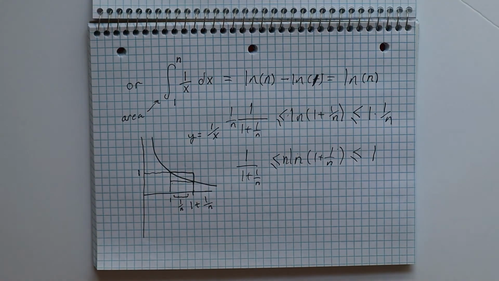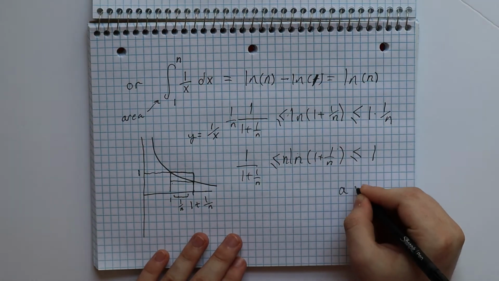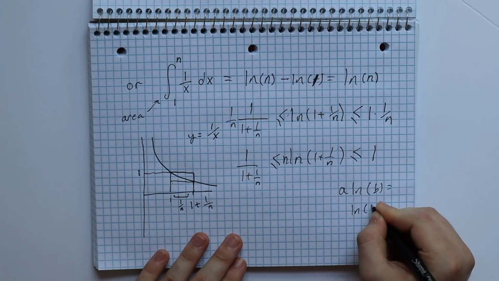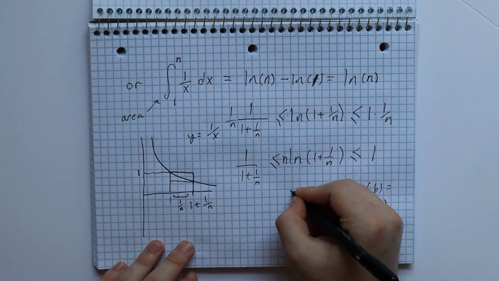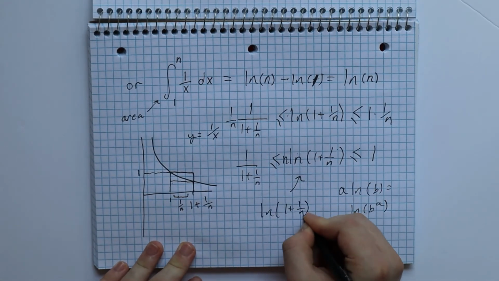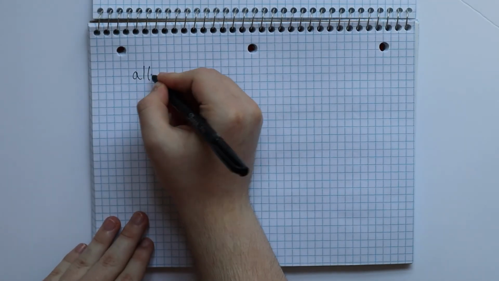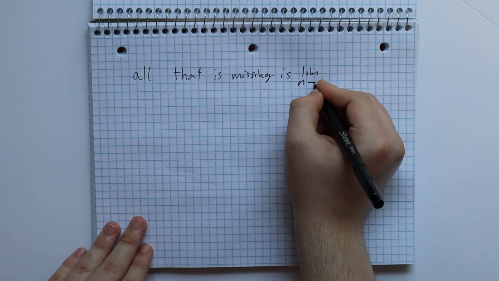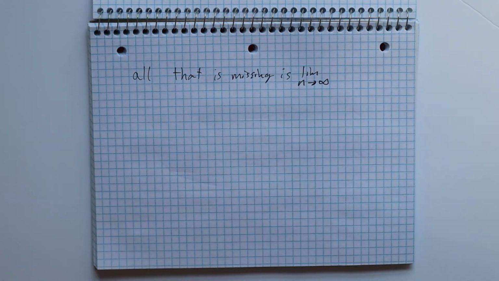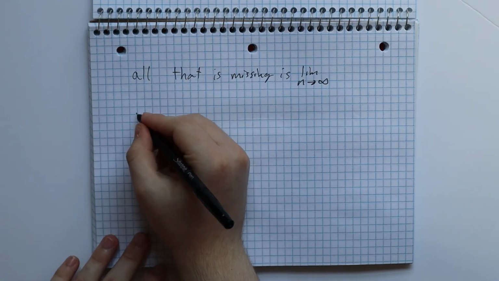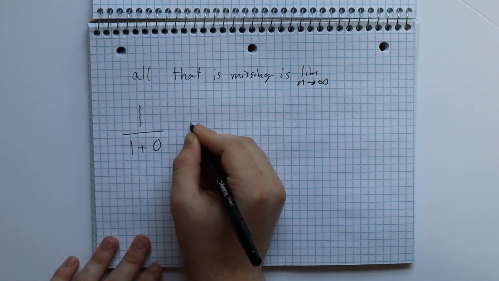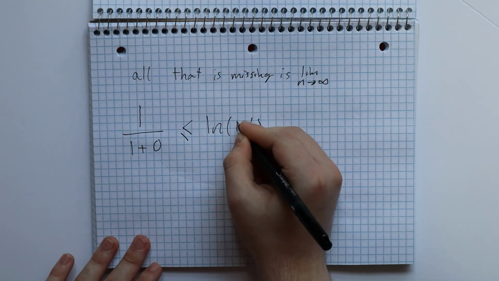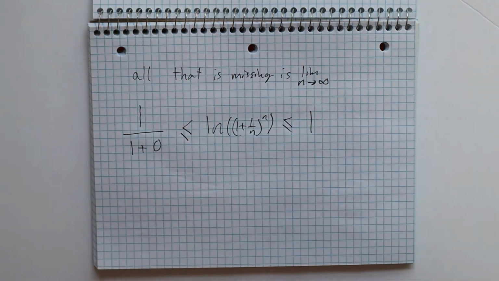And we know from our logarithm properties that this n times ln of 1 plus 1 divided by n is equal to ln of (1 + 1/n)^n. Now this is starting to look very similar to our compound interest definition. All that is missing is the limit as n approaches infinity. So let's just do that. And we get 1 divided by 1 plus 0, since 1 divided by n as n goes to infinity goes to 0, which is less than or equal to the natural log of the limit as n goes to infinity of (1 + 1/n)^n, or our compound interest definition of e, which is less than or equal to 1.